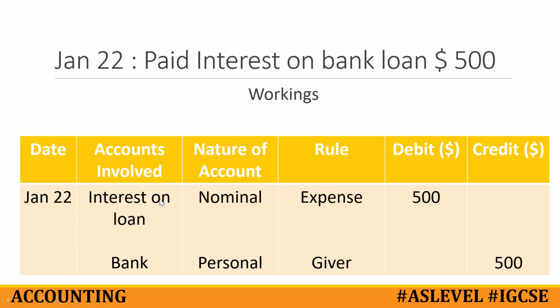Let's do it one more time. The two accounts involved are interest on loan and bank. The rule for nominal account is going to be applied to interest on loan, and the rule for personal account is going to be applied to bank. Interest on loan is an expense, therefore it should be debited. This is based on the rule. Bank, this is the business bank account, is paying this interest on loan, therefore it is the giver. Therefore, bank account needs to be credited by 500.